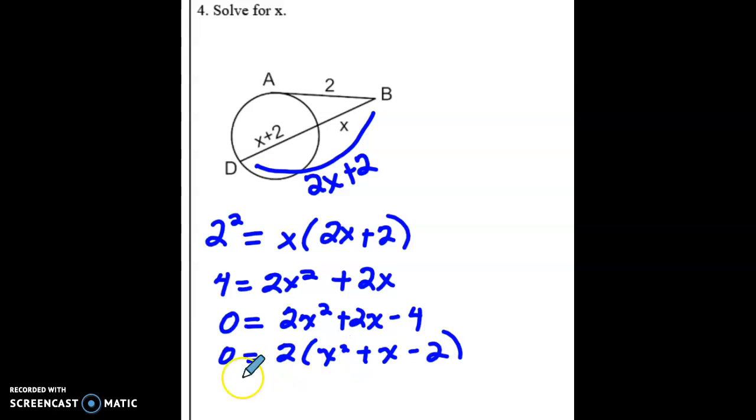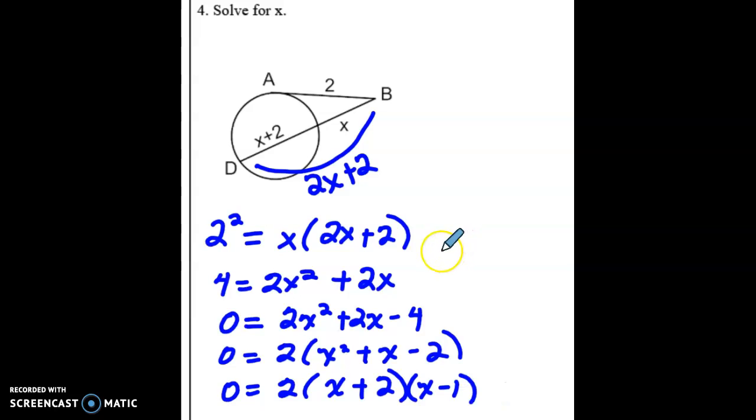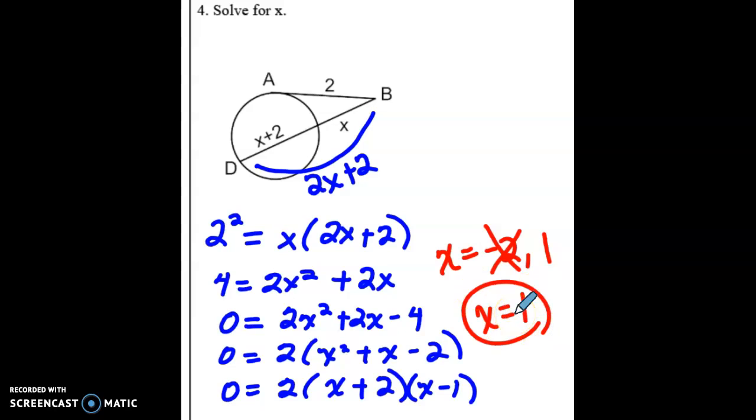And then when you're trying to factor and get a negative 2 and a positive 1 in the middle, it's x plus 2, x minus 1. Okay, and then here we get our answers from this to be x equals negative 2 and positive 1. And this negative 2 wouldn't make sense because you can't have a segment that's negative. So you only have one answer, and it is x equals 1.